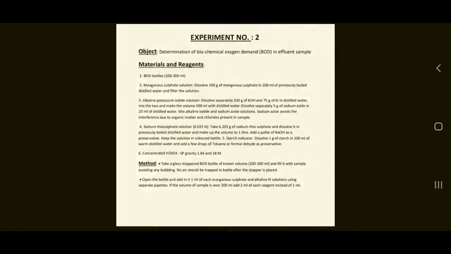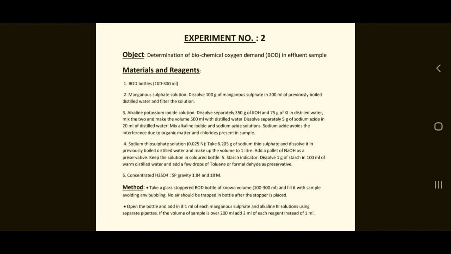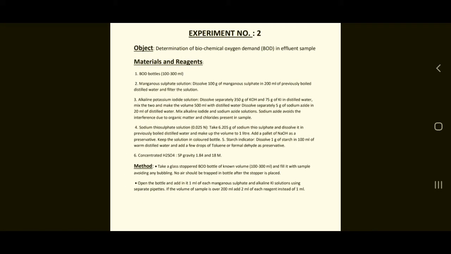Practical session: Determination of biochemical oxygen demand (BOD) in effluent samples. Students, today we will discuss the determination of biochemical oxygen demand.